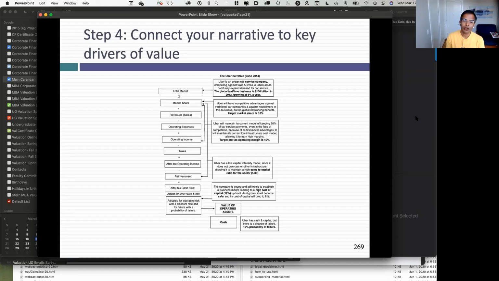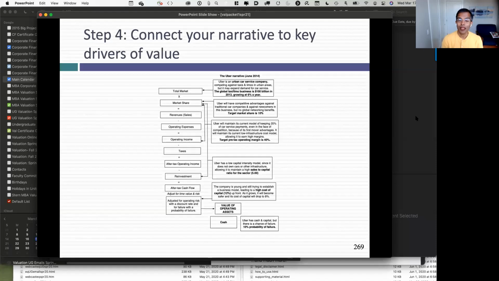So now I've told my story for Uber. I've tested the story. I'm ready to go. Next step in the story, I've got to convert every part of my story to a number. Do you remember what my original story was? I described Uber as an urban car service company, which will attract new users into the business, have local networking benefits, and continue to do what they're doing right now, which is not own the cars, not hire the drivers.